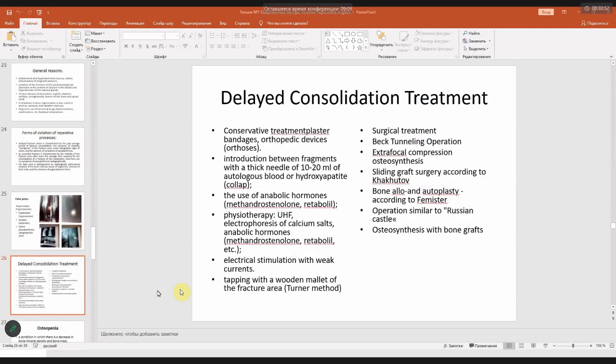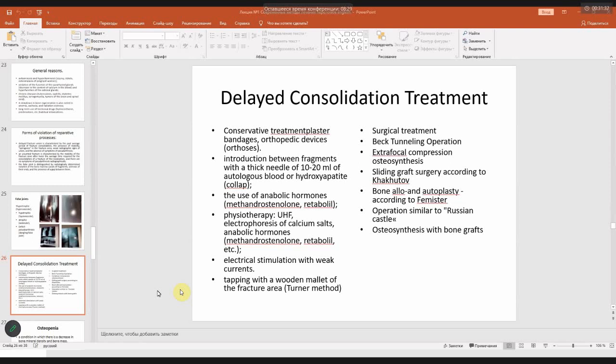Delayed consolidation treatment. Conservative treatment: plaster, bandage, orthopedic devices. Introduction between fragments, with a thick needle, of 10 or 20 milliliters of autologous blood or hydroxyapatite collapan. The use of anabolic hormones, androstenolone, retabolil, and so on.